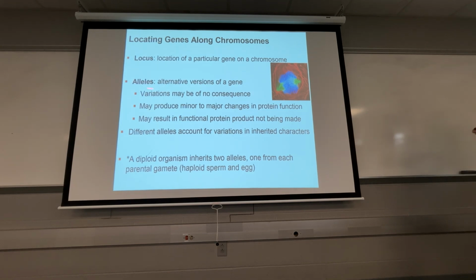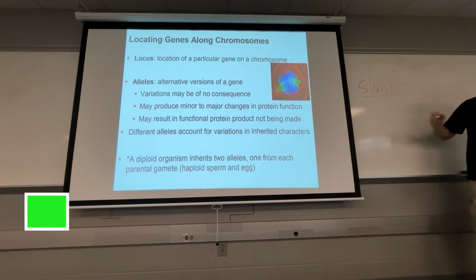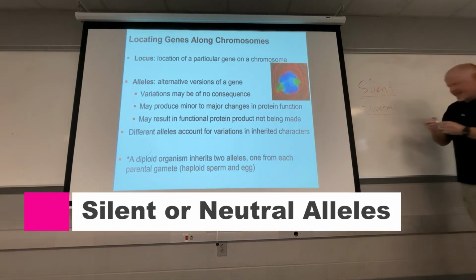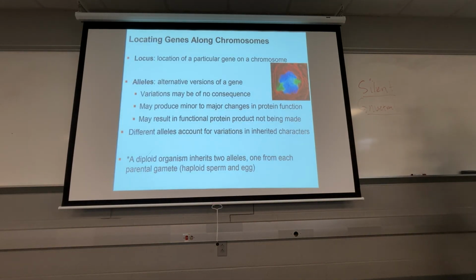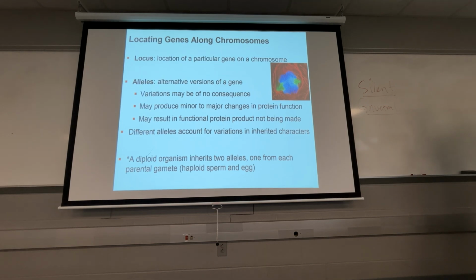Now, sometimes alleles are called silent alleles, or sometimes neutral alleles. These are alleles where you have a little alteration in the code, but it doesn't do anything to the protein. The protein still functions properly. Does that make sense? For example, you might have 20 bases that make up a gene sequence, and you change one C to an A, and it does nothing to the protein. The protein still functions properly. So those are called silent or neutral alleles.